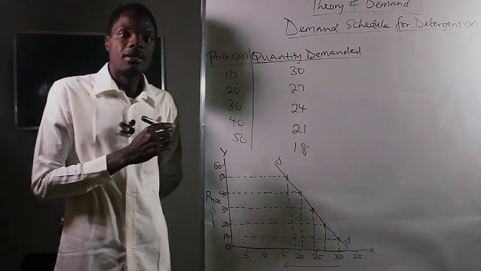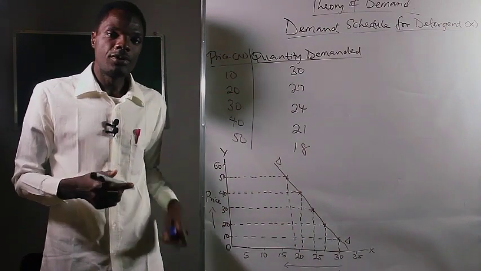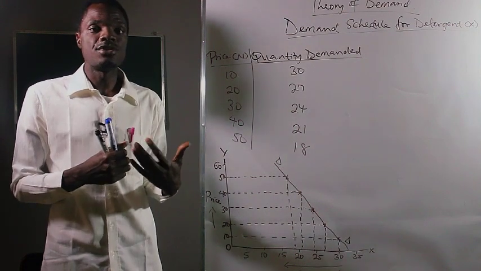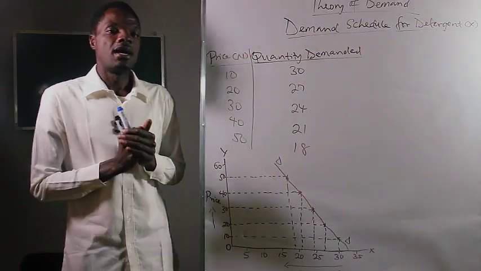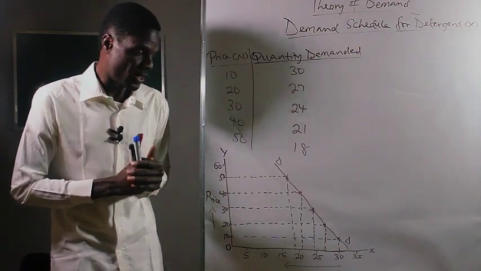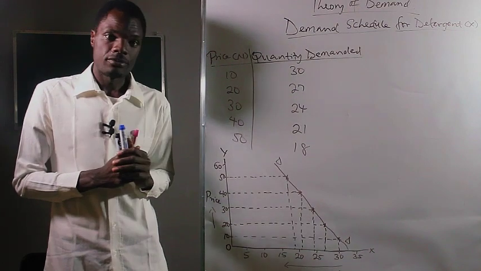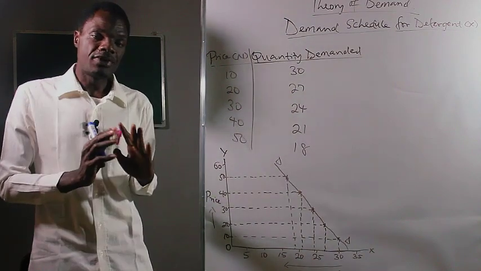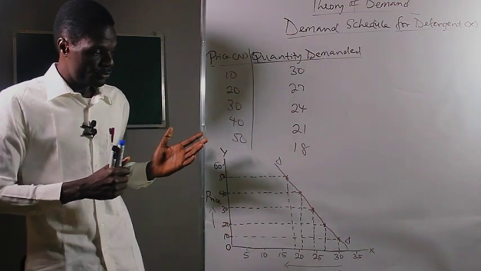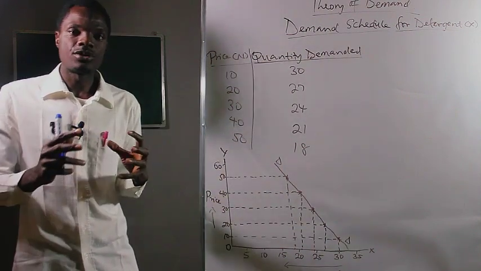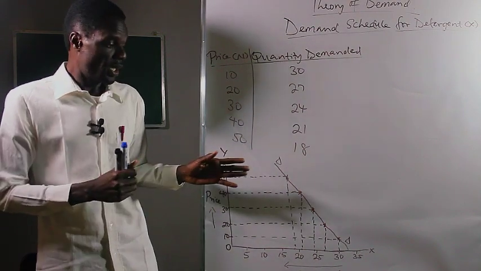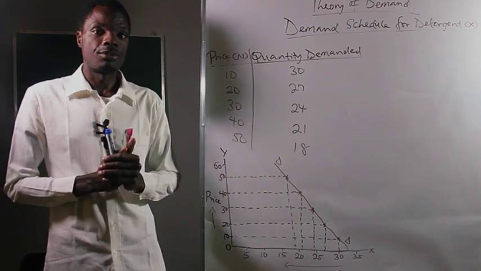This demand curve tries to give us a reflection of the law of demand, which says the higher the price of goods and services, the lower the quantity demanded, and the lower the price of goods and services, the higher the quantity demanded, other things being constant. This demand curve can only be true if, as I said, other factors remain constant. But if there is any change in any factors that is affecting demand, the demand curve will not be downward sloping. So it is assumed to be downward sloping.